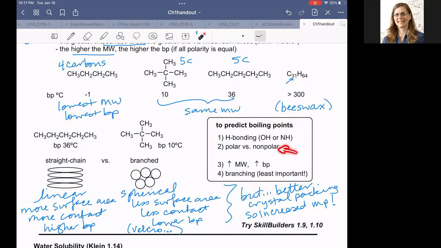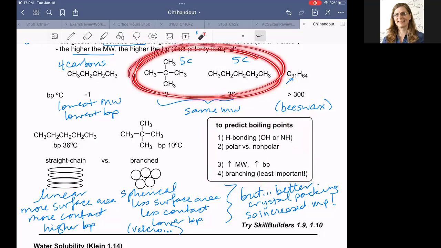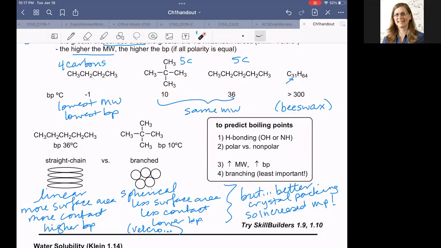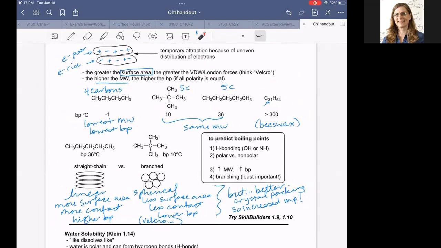Then we can look to see polar versus non-polar, because dipole attractions are very strong. And then we can look to see what the differences are in molecular weights. And finally, if all other things are equal, like we had here, both non-polar, both the same molecular weight, then we look at the shape of the molecule. So the branching is the very, very last thing, and that's assuming everything else is equal. All right, those are the boiling points.